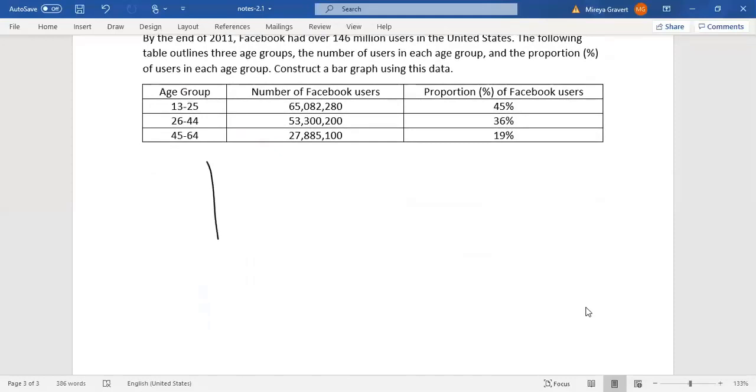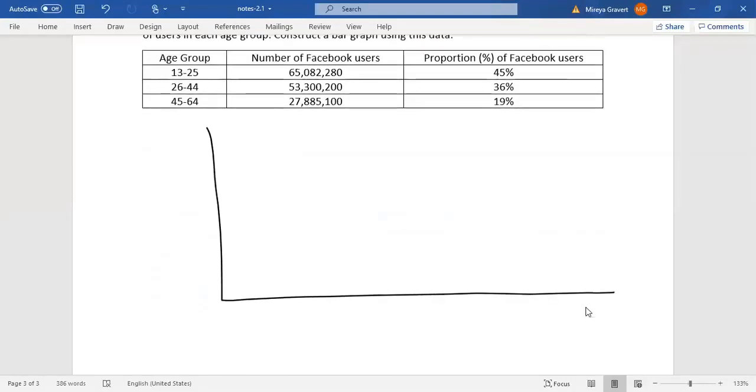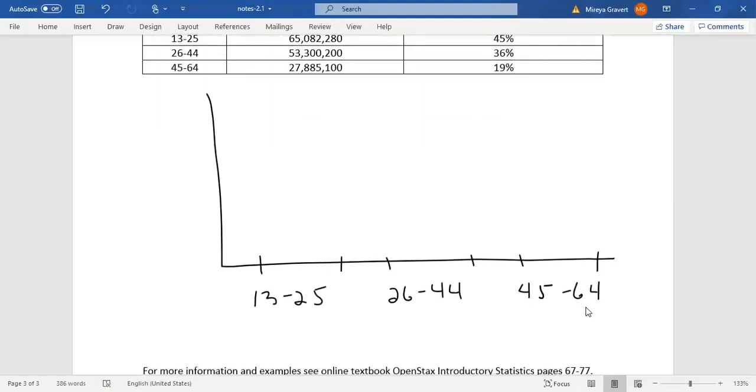So when it comes to our bar graph, we have a horizontal and vertical axis. On the horizontal axis, this is where you're going to draw the bars, and each bar represents a category. We have 3 categories. Our first category is 13 through 25. Our second category is 26 to 44. And our last category is 45 to 64. We want to label the horizontal axis with what it represents. So this is age groups.